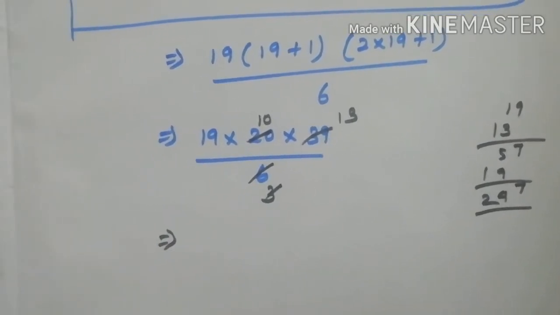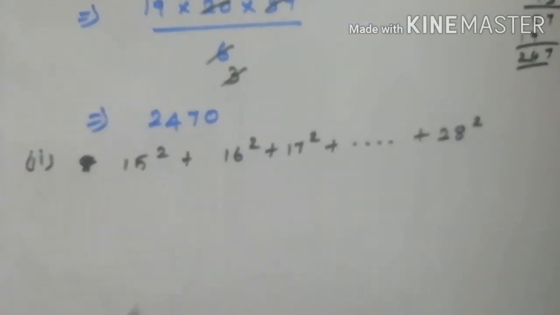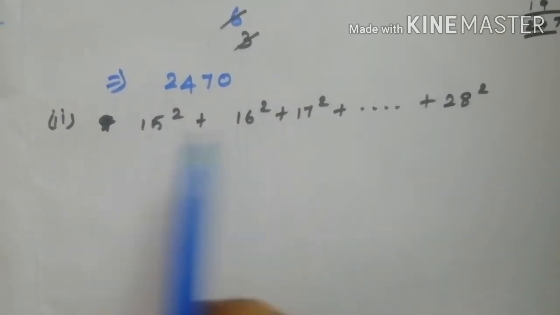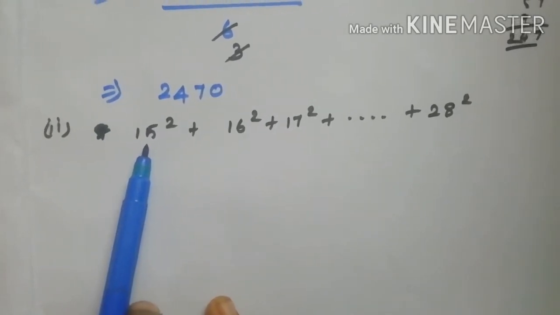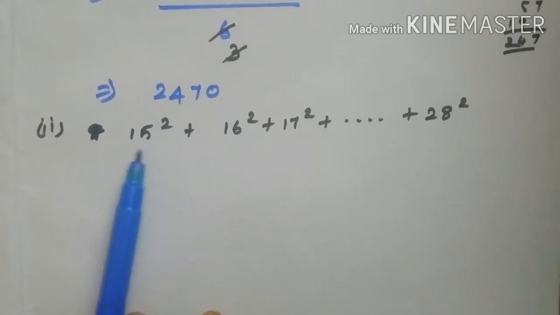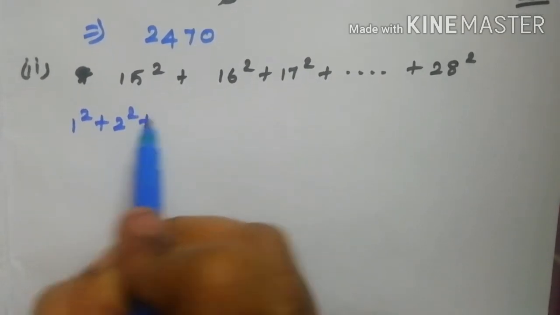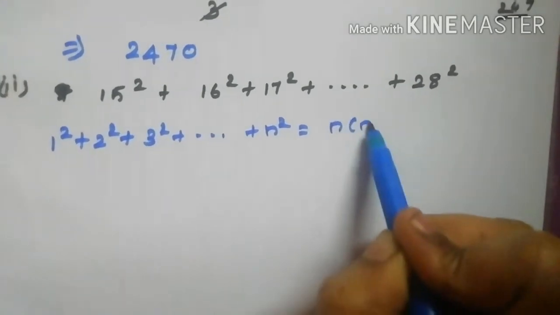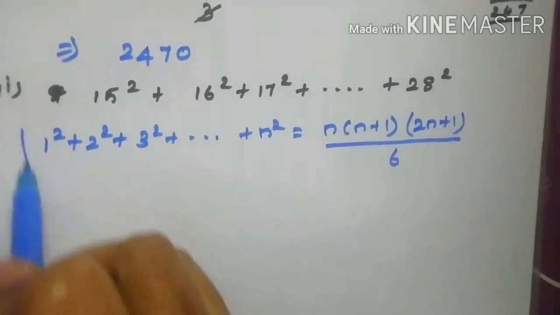So we have the answer 2470. Next, the second sum: 15 square plus 16 square plus 17 square plus up to 28 square. This is the sum of the first n natural square numbers, but our question does not start from 1, so we make the question start from 1. First we write the formula: 1 square plus 2 square plus 3 square plus up to n square is equal to n into n plus 1 into 2n plus 1 by 6.